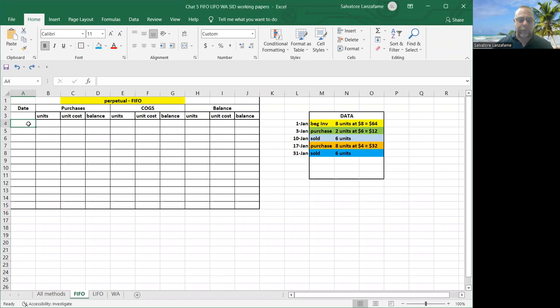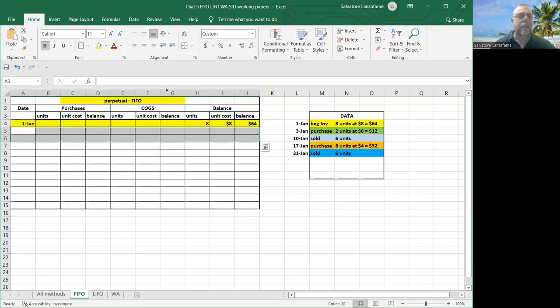So on January 1st, we started off with 8 units and they are $8 apiece. When you do this little calculation, 8 times 8 gives you 64. You can see that right now our data and our answer correlate. I'm going to keep this color coded so you can see how this progresses and compares to the data that was given.